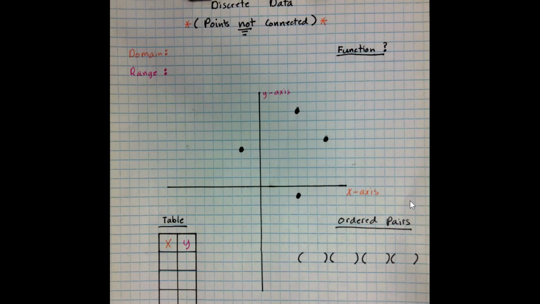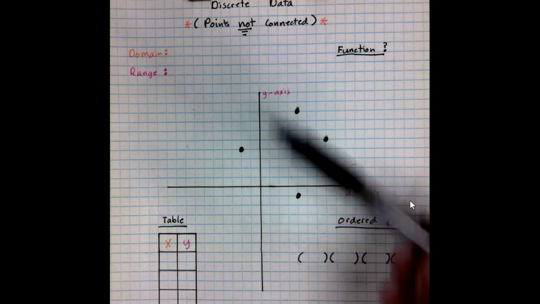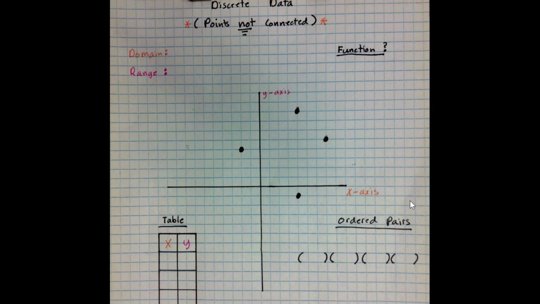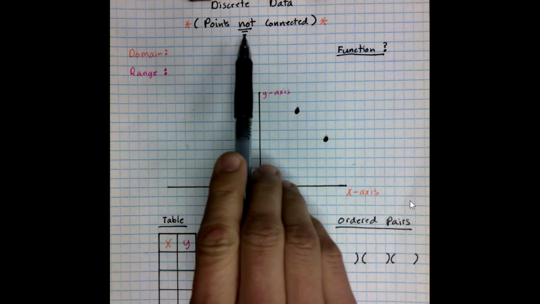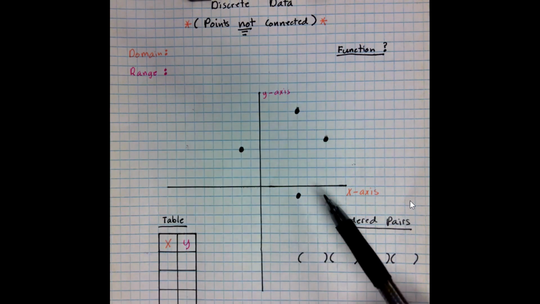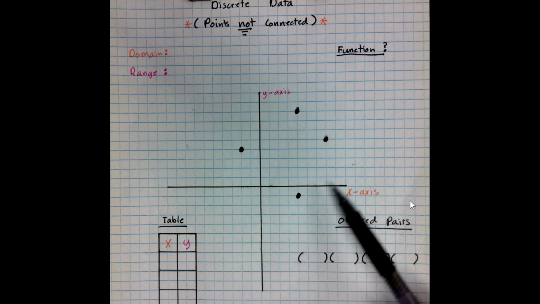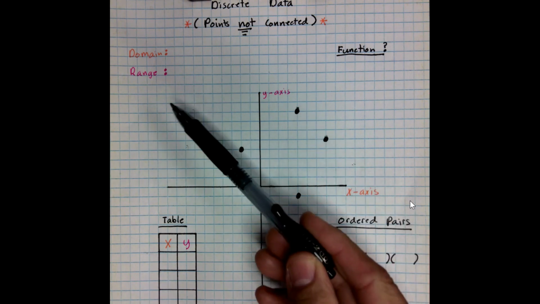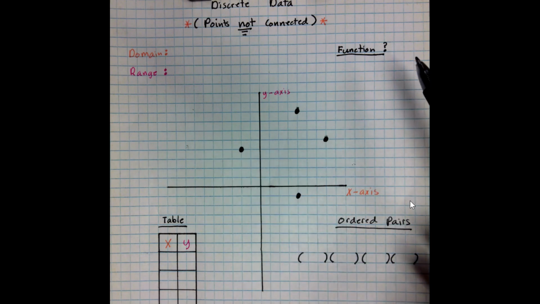In this video, we're going to be looking at discrete data, which is different than continuous data, and it means that the points are not connected. So notice on here that we don't have any lines connecting these points. Therefore, we call it discrete data. And I'm going to give you the domain and range, tell you if it's a function or not, and show you how to fill out the table and the ordered pairs when you run into a problem like this.